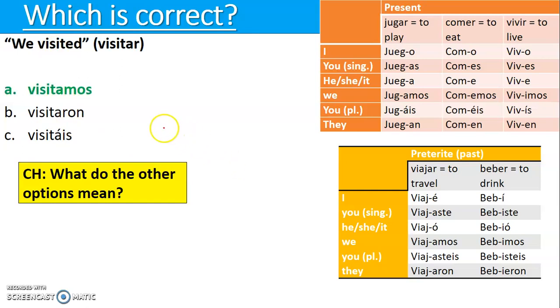Okay, so it's visitamos. You will have probably noticed as well, hopefully, that the amos ending is the same in the present tense and the past tense. So you can only tell whether that's we visited or we visit through the context of the text or of when someone's speaking. Visitaron then means they visited. It's this ending here, and it's they. And then visitais, none of these end in ice, so it's this one here. So it's you plural or you all visit.